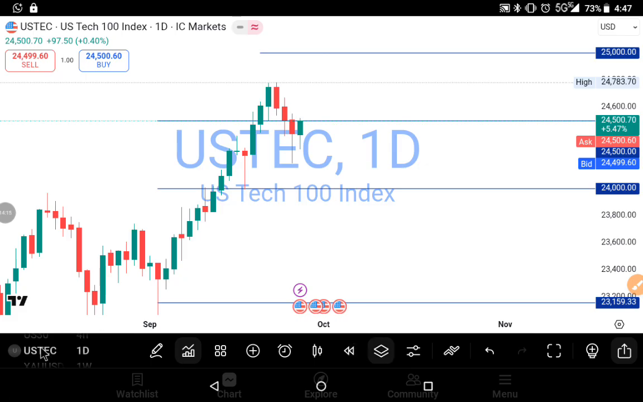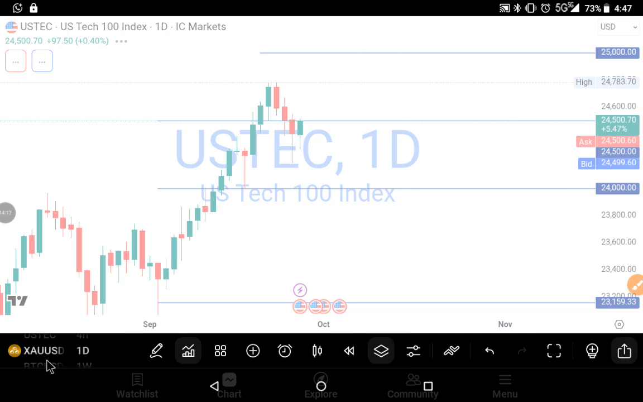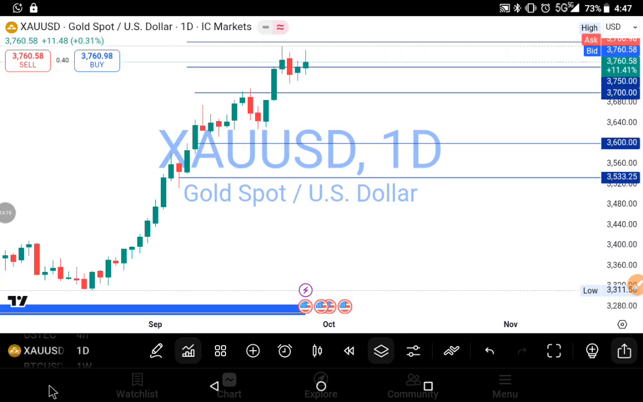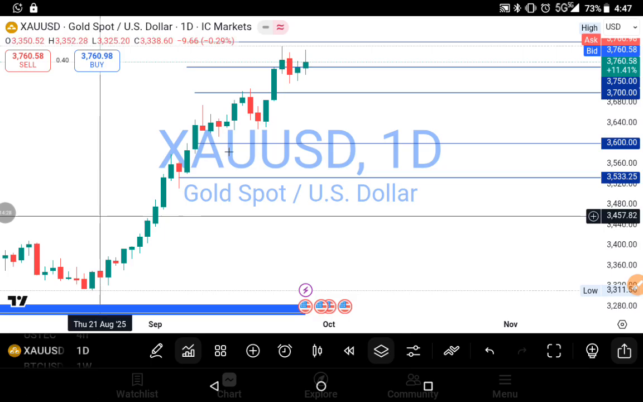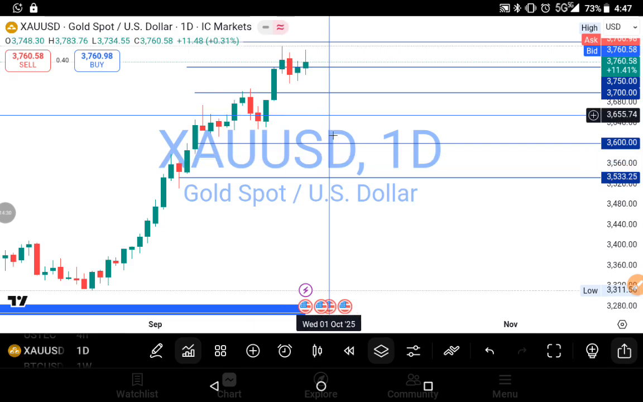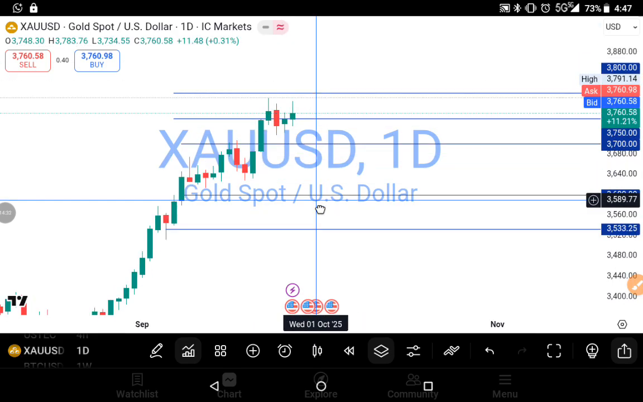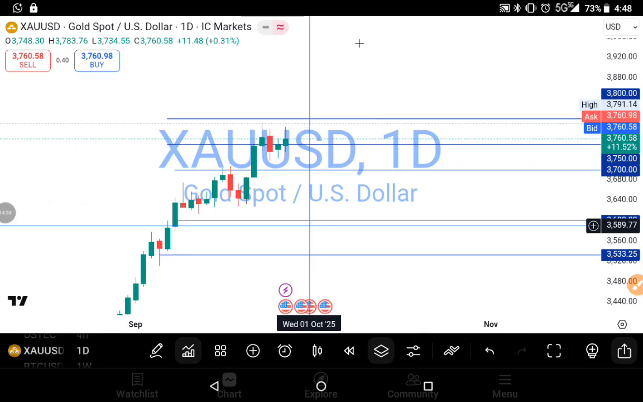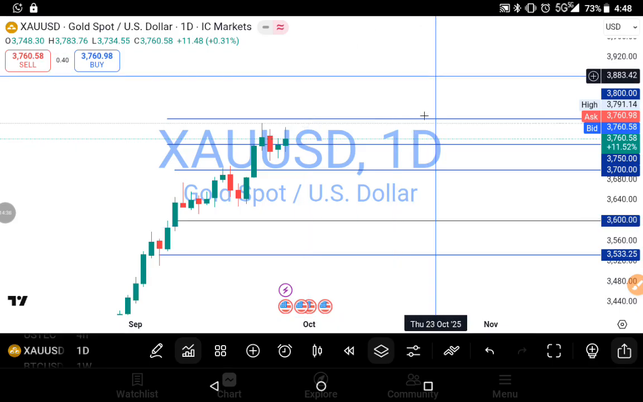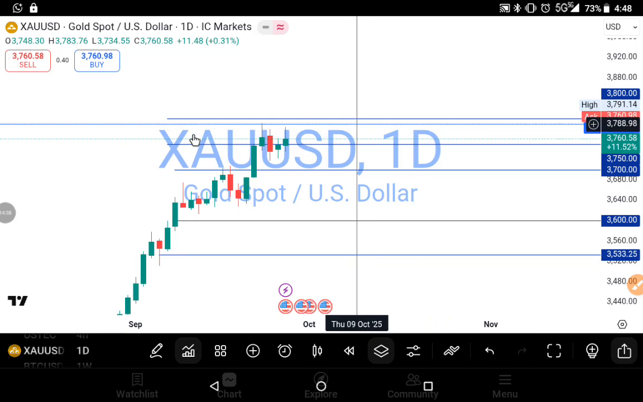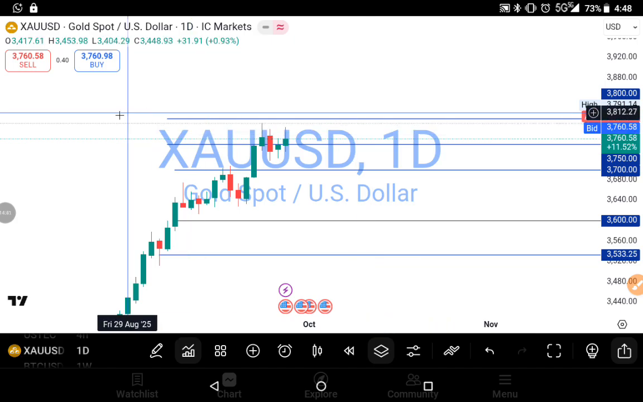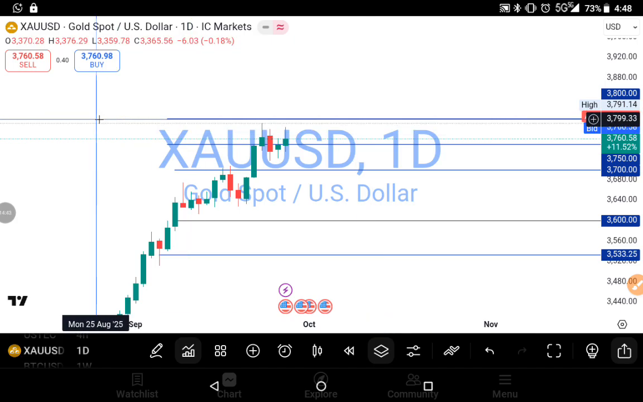Then to the Dow. I was expecting 3600 to serve as a support to the price. That will take us into 3750 and 3800. So 3750 has been taken, so we are left with 3800. That means I'm watching 3800.